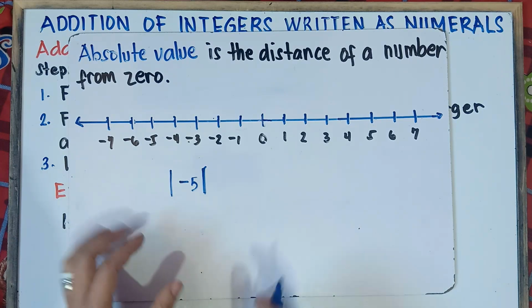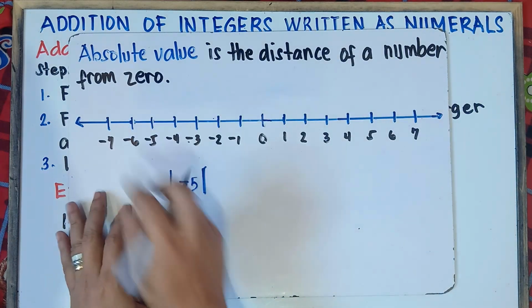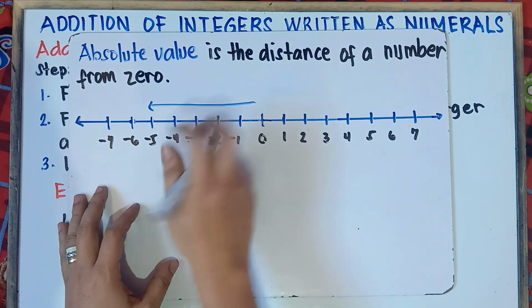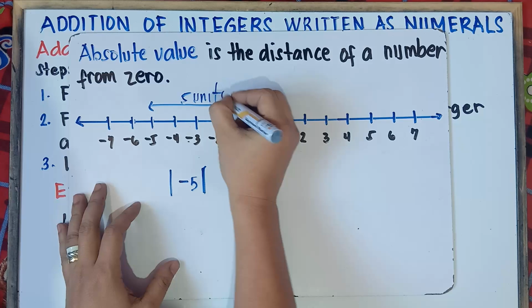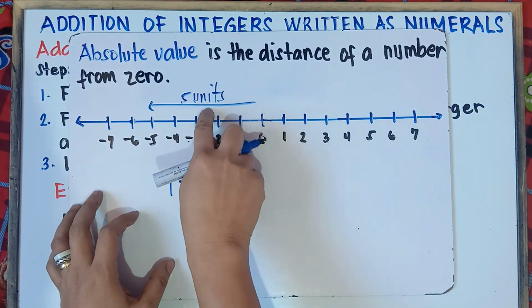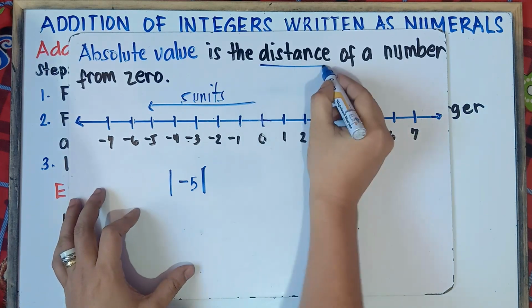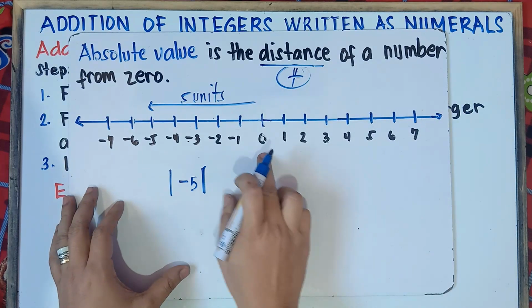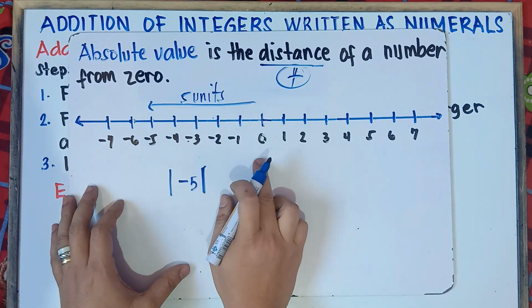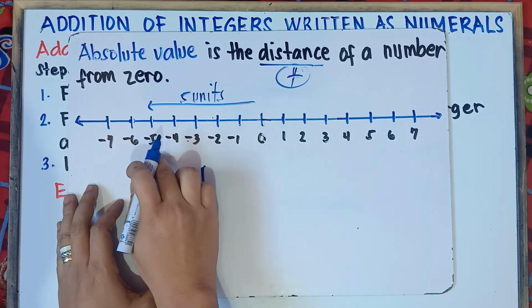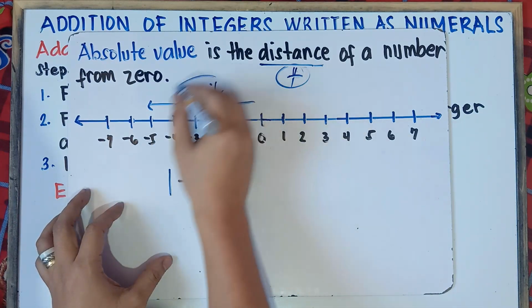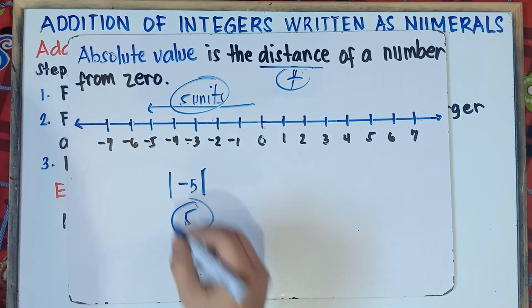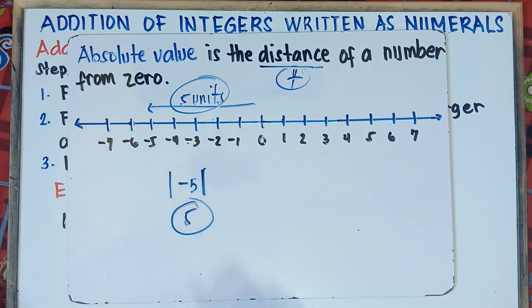Now, absolute value, once again, is the distance of a number from 0. So 0 to negative 5, what would be the distance, class? Of course, 0 to negative 5, that would be 5 units, right? Remember, distance is always positive. So the distance from 0 to negative 5 would be 5 units. 1, 2, 3, 4, 5. Therefore, the absolute value of negative 5, the answer is positive 5. Therefore, class, the answer for absolute value is always positive.